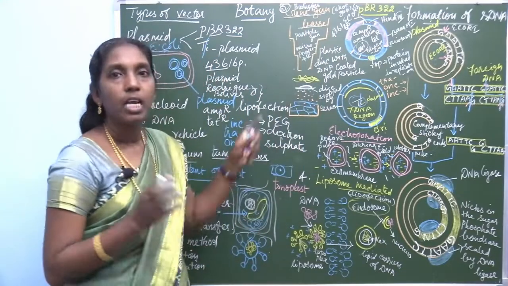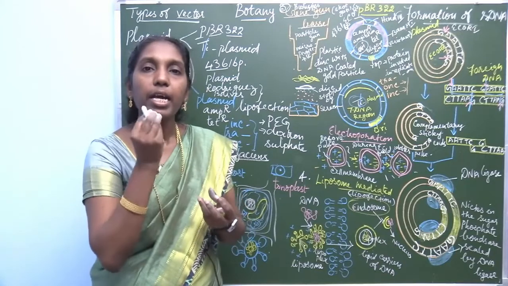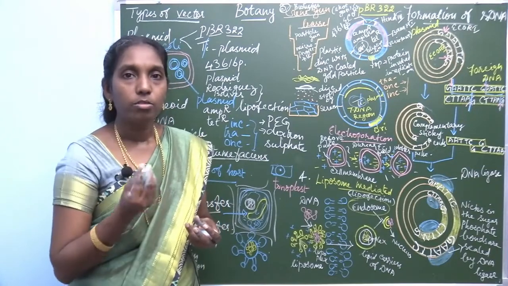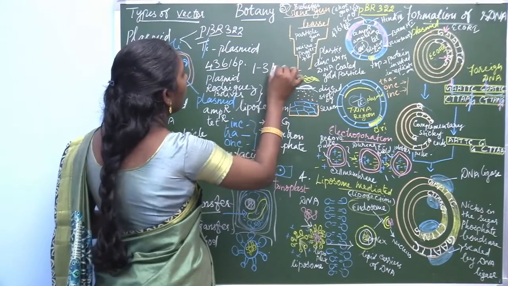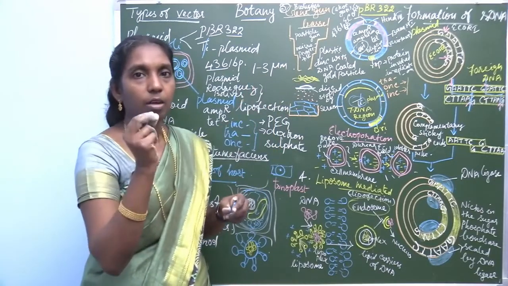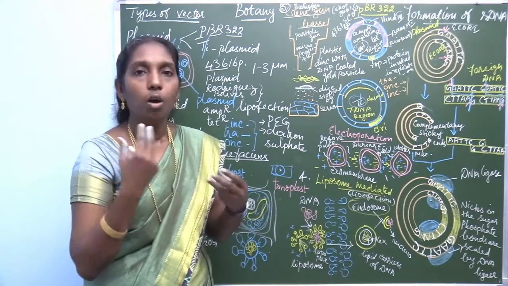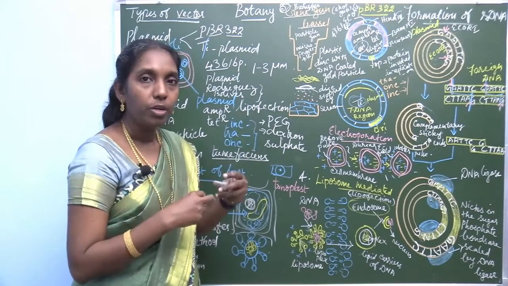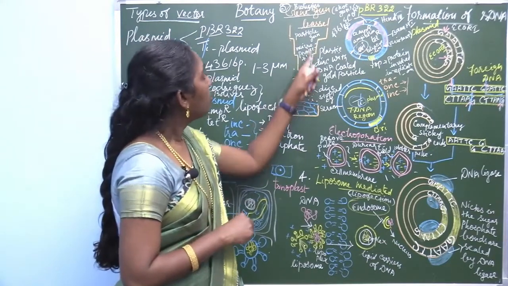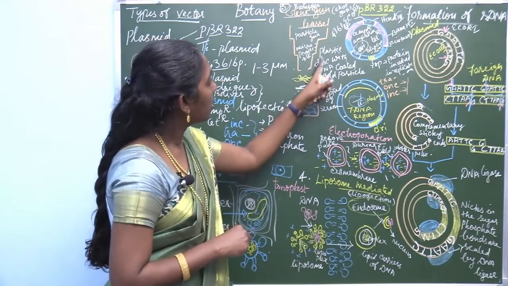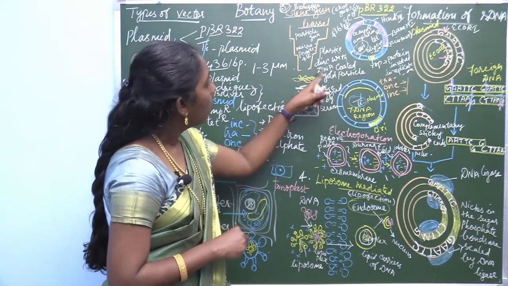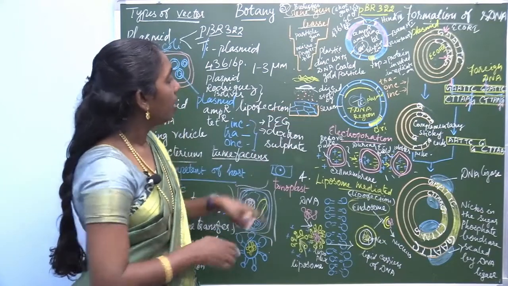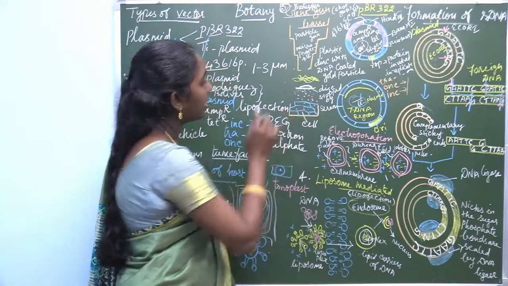The DNA is coated with microparticles of gold or tungsten. Very minute particles, 1, 2, 3 micrometers, very thin. The DNA is coated with minute particles of gold or tungsten. Through this gene gun barrel, there is a plastic disc. This is the plastic disc with DNA coated gold particles. This disc is stopped by a screen. And this is the target cell. The plant cell is present here.